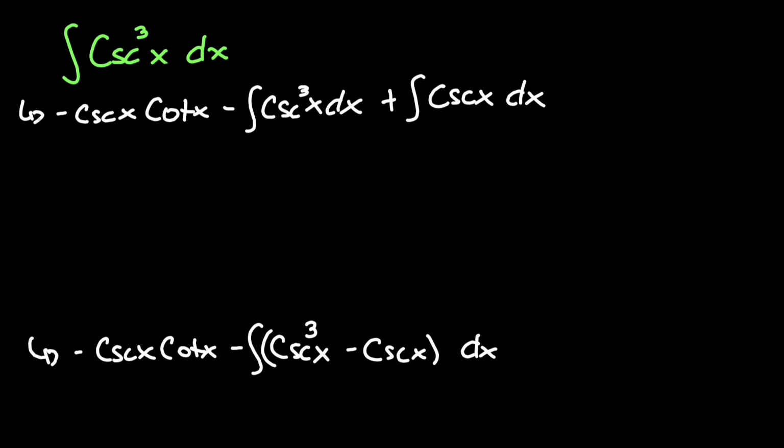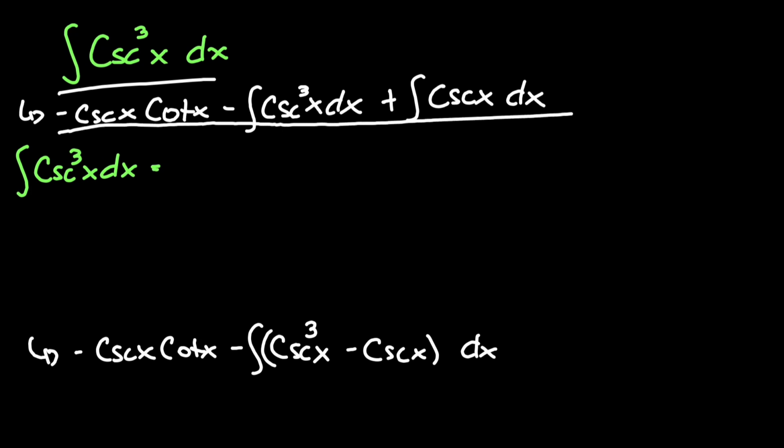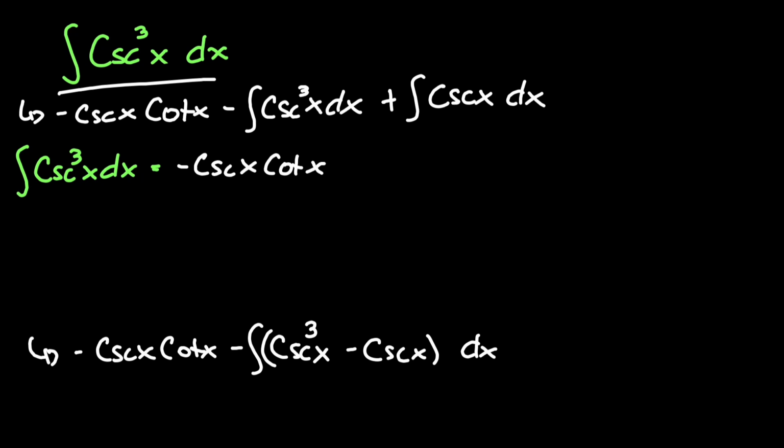So what we're going to just do here is to equate this. And so just copy this. Let me just rewrite this. This can be the integral of cosecant cube of x dx. This would be equal to this value right here, which would be negative cosecant x cotangent of x minus the integral of cosecant cube of x dx plus the integral of cosecant x dx.